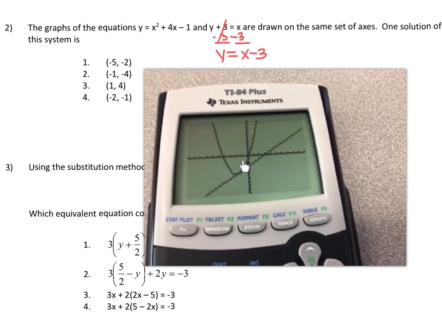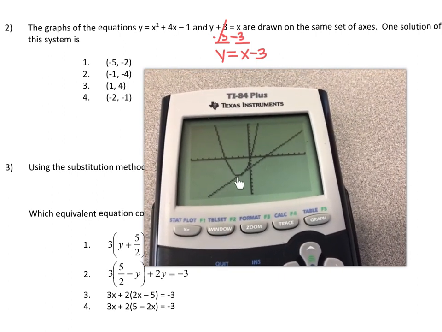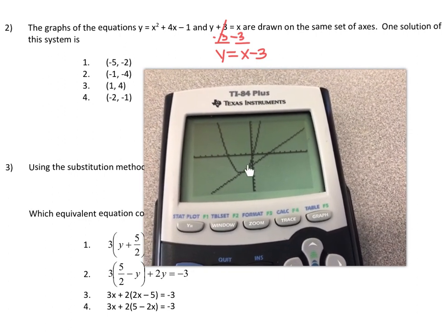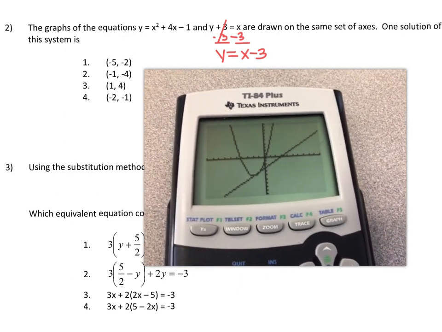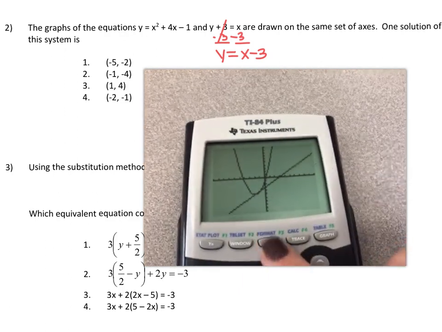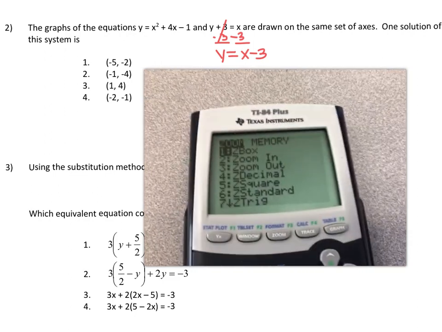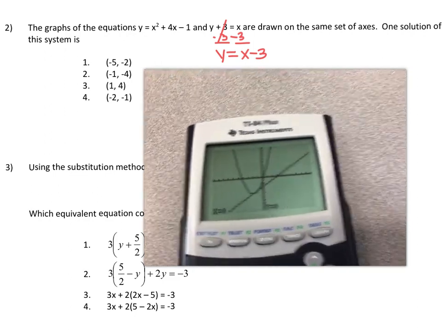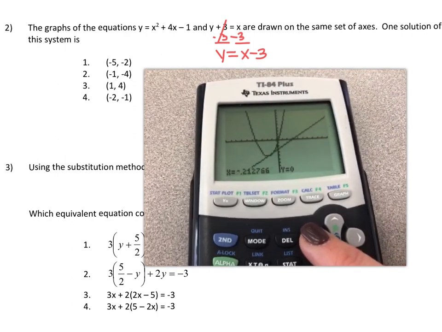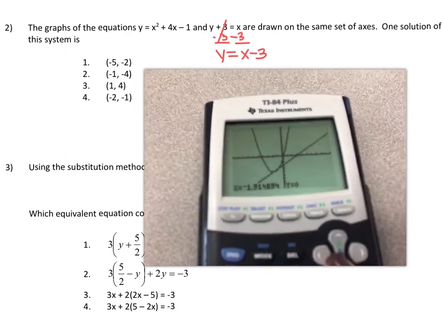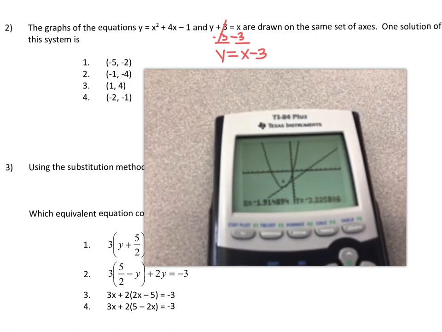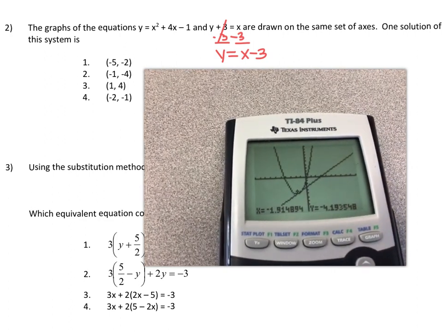So instead of looking at my graph, that could be hitting it in 2 spots. I could always zoom in if I want. Let me do that. Let me hit zoom. Okay, here's zoom. And trace 2 says zoom in. I'm just going to use my arrow keys and move my cursor until I get in that area and hit enter. It'll zoom in.